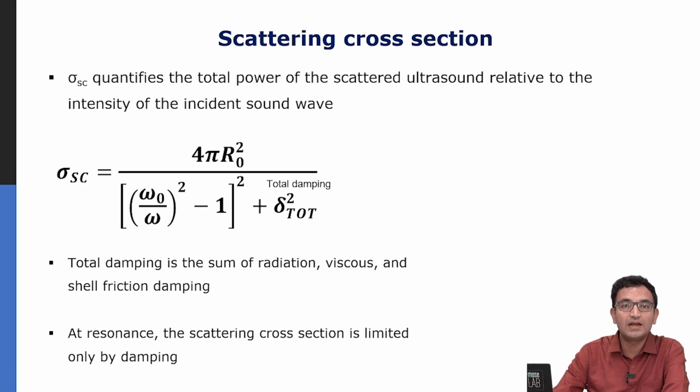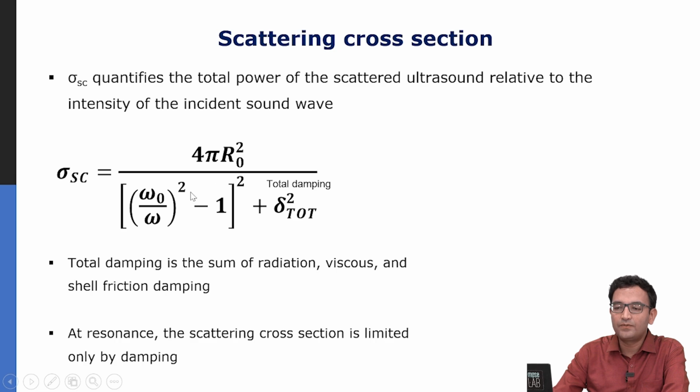This is not ionizing radiation, by the way, so don't confuse it with X-ray or nuclear radiation. There's also some viscous damping, analogous to friction, losing energy because of this viscosity. And if there's a shell, there's also shell friction damping. So there are two types of damping. One is because of the viscosity of the fluid. The other one is because of the shell friction. Now, if you sum all of this, then this is the total damping.